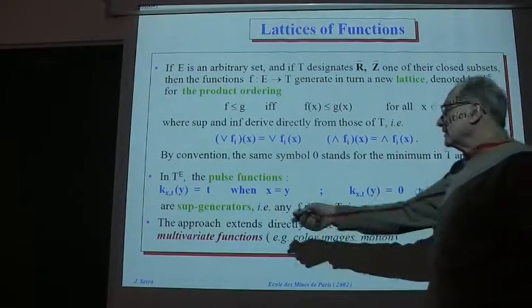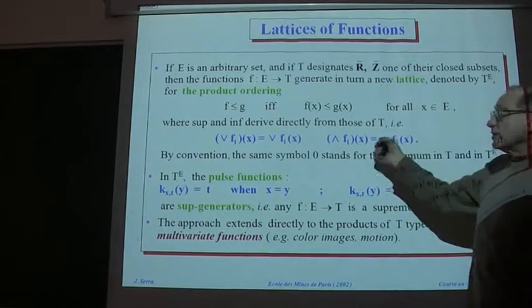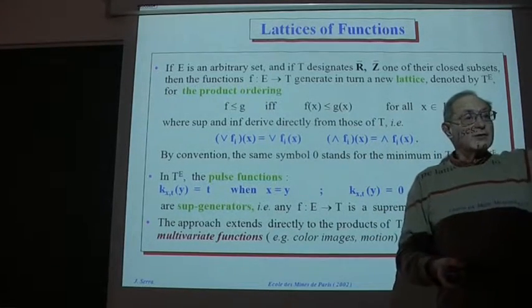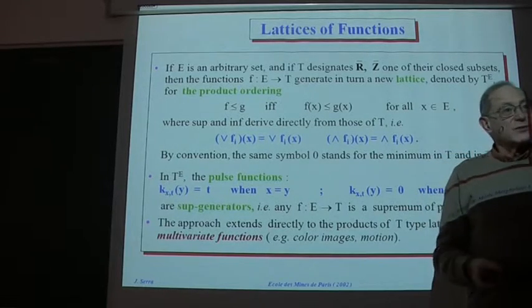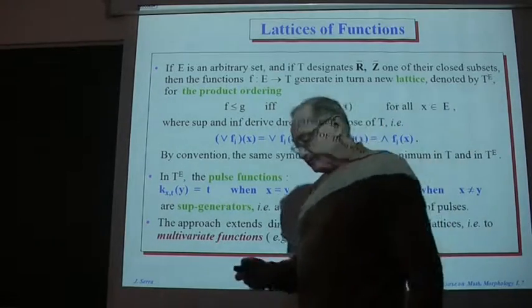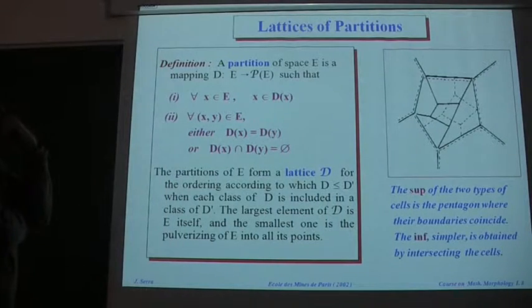And these pulses are subgenerators, which means obviously that you can produce any function from small vertical columns associated with each point. Another lattice that will appear in the future, the lattice of the partition of the space.